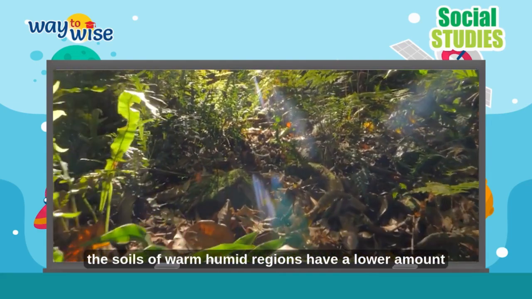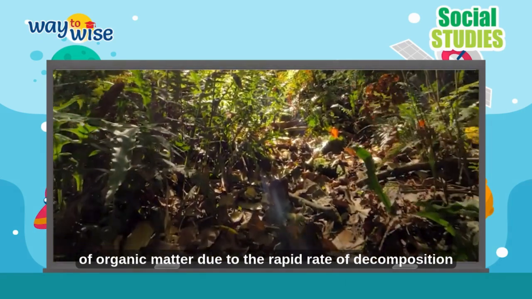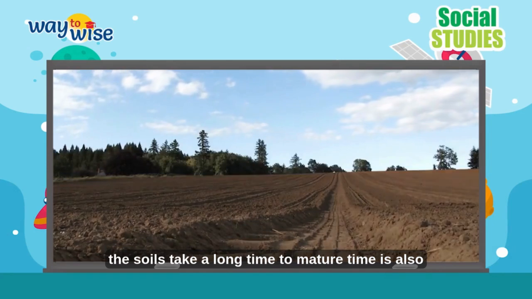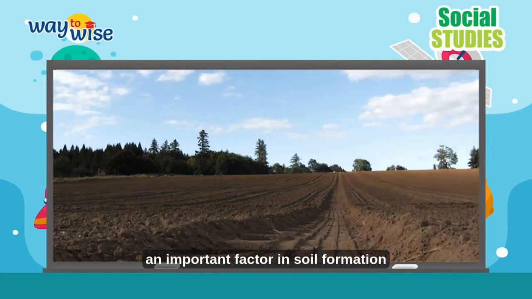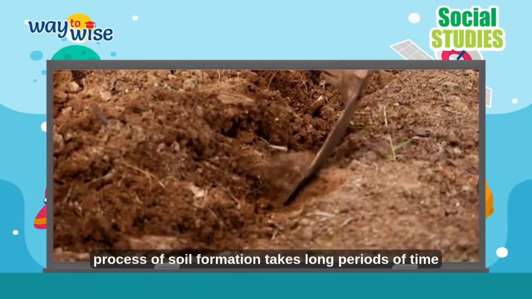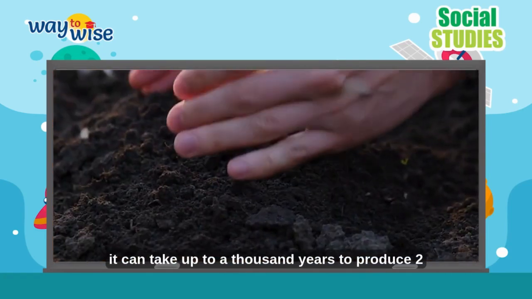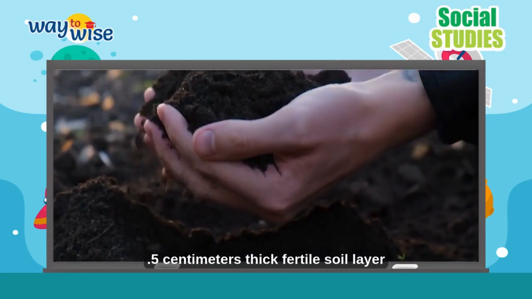Generally, the soils of warm humid regions have a lower amount of organic matter due to the rapid rate of decomposition of organic matter in such regions. As the soils take a long time to mature, time is also an important factor in soil formation. The process of soil formation takes long periods of time. It can take up to 1,000 years to produce a 2.5 centimeters thick fertile soil layer.